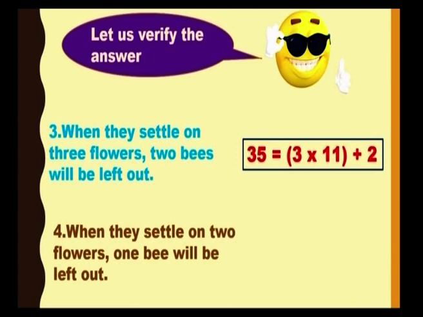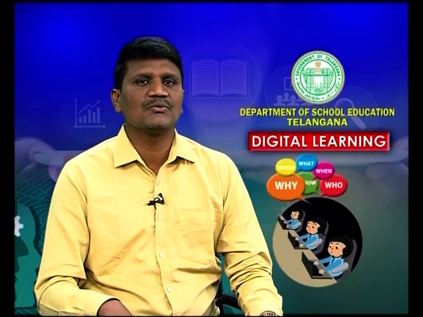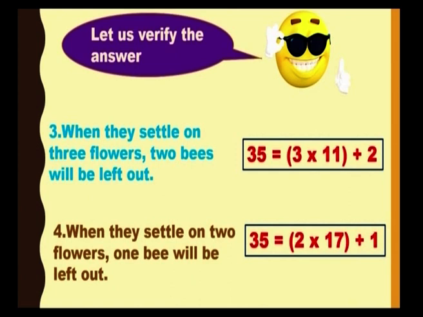When they settle on 2 flowers, 1 bee will be left out, which is translated to 35 is equal to 2 into 17 plus 1. That means 17 bees are sitting equally on each of 2 flowers, then 1 bee is left out.